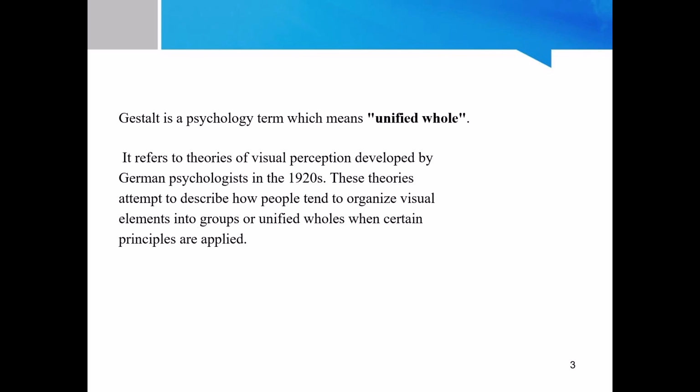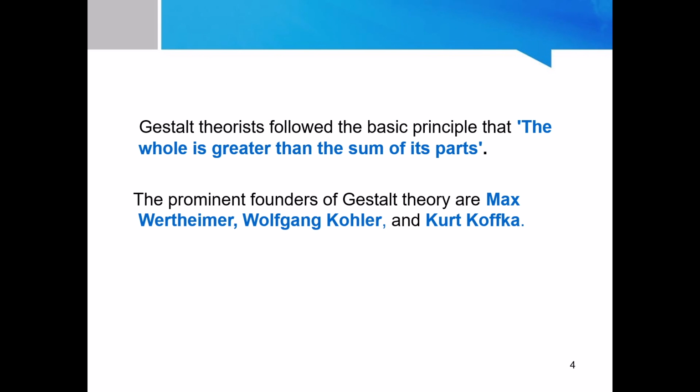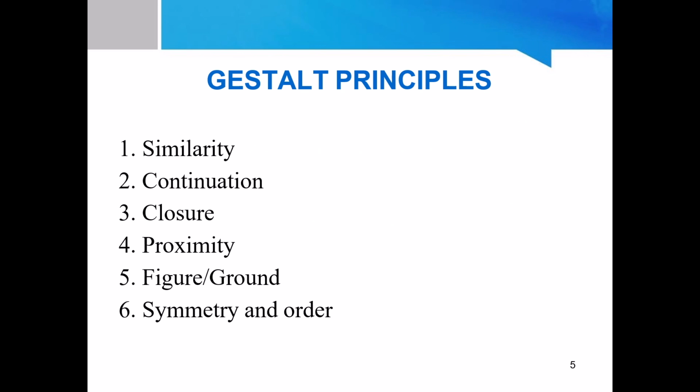Gestalt is a psychology term which means unified whole, which was mainly developed by a German psychologist in the 1920s. These theories attempt to describe how people tend to organize visual elements into groups or unified wholes when certain principles are applied. So Gestalt theory mainly means that the whole is greater than the sum of its parts. These are the Gestalt principles: similarity, continuation, closure, proximity, figure and ground, symmetry. So the first one is similarity.